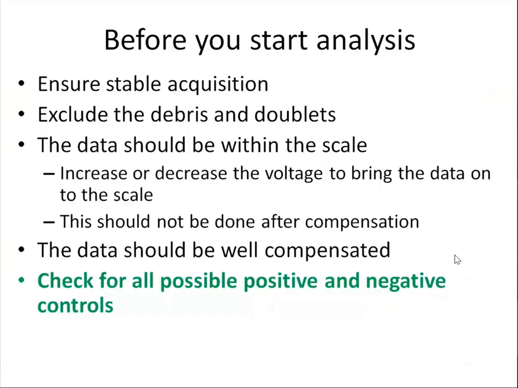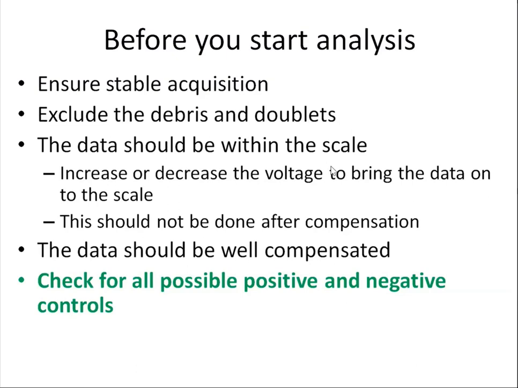So coming to the conclusion, before you start your analysis, ensure you have got a stable acquisition. Exclude the debris and doublets. So I told you these universal plots, right? First, stable acquisition with a time plot. Then you need to draw the viable gate, with a side scatter, forward scatter plot. Then the singlet plot. Then the side scatter CD45 plot. For all people who are doing clinical cytometry, these four plots should be there. Okay. Data should be within the scale.